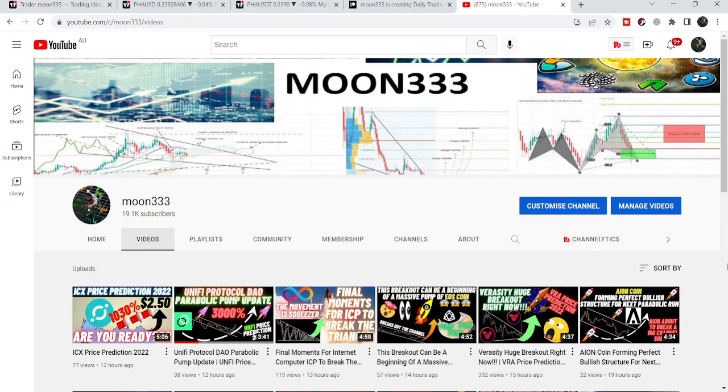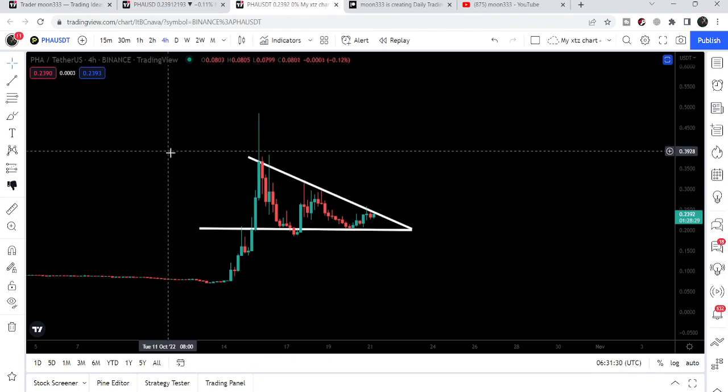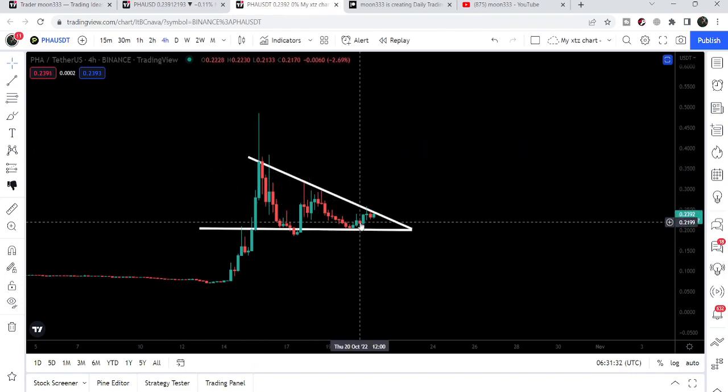Hope you're well and welcome to the new update on Phala Network. Yesterday I shared this harmonic bullish reversal Gartley move with you, and recently the price line has started a reversal move from here. I would like to share this move with you, and I would also like to show you this expected breakout from this descending triangle as well.